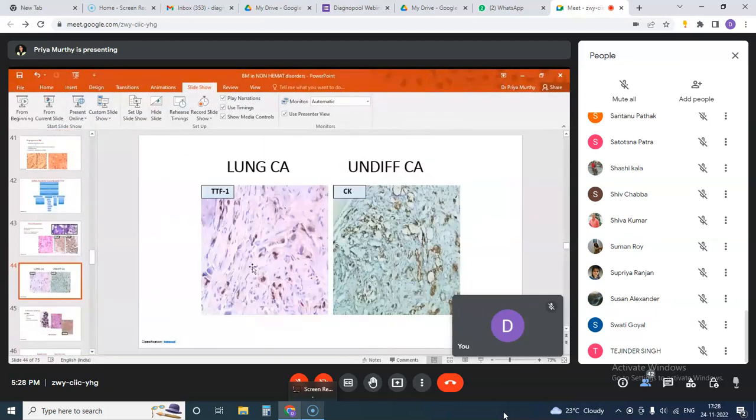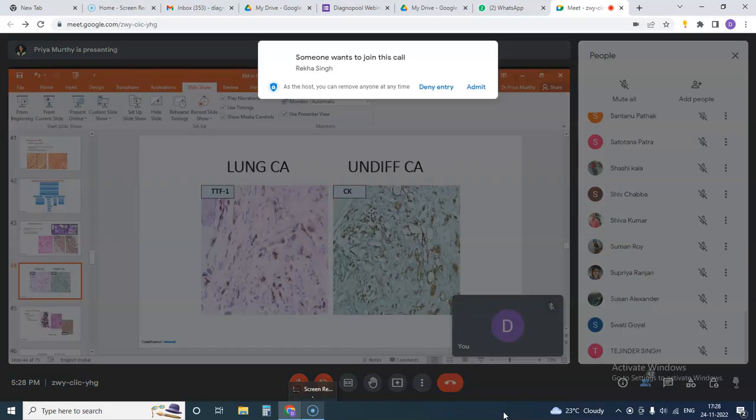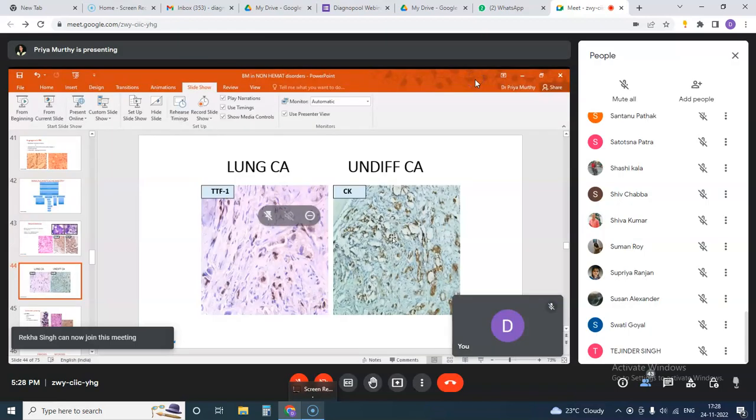Likewise, you can do many other markers and identify the primary, in a lung carcinoma a TTF1 or a CK to see. We have seen cases where there is only fibrosis in the marrow and the tumor cells are so much compressed that we can't make out the morphology of the marrow cells, and when a CK is done, all these compressed cells turn out to be CK positive, ruling out a myeloproliferative neoplasm.